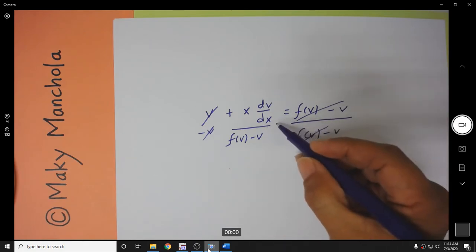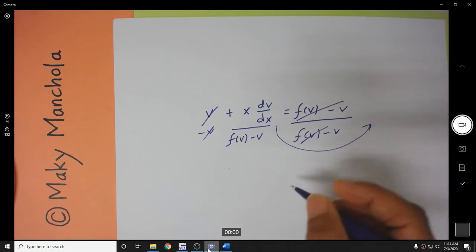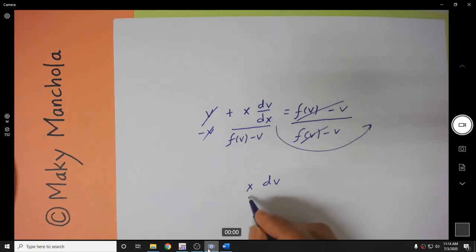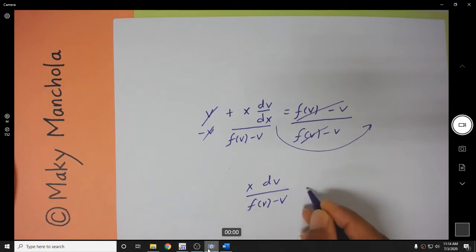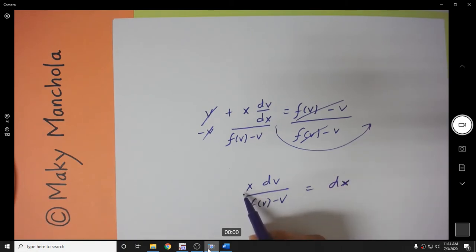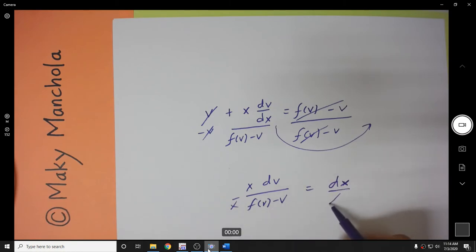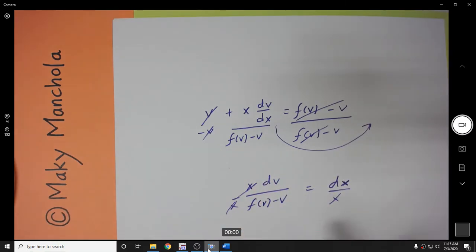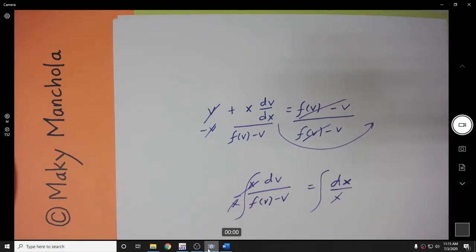So when we cross multiply dx, we end up with x dv over f of v minus v equals dx, and lastly divide both sides by x. And there are your variables. On the left side, you have v. On the right side, you have x. So thus, we can solve this resulting equation as a separable equation.